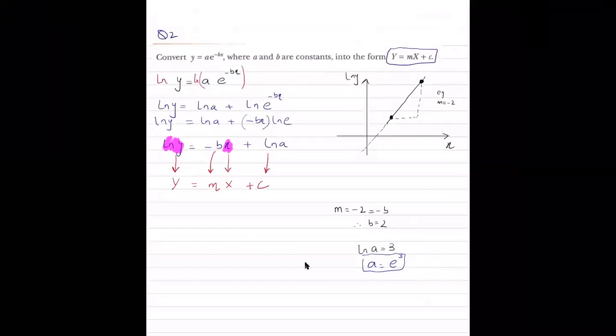If you were asked to find the values of A and B, right now you're just being asked to represent this in this form. So capital Y is ln y, capital X is x, the m value is equal to minus b, and the c value is equal to ln A. That's it.